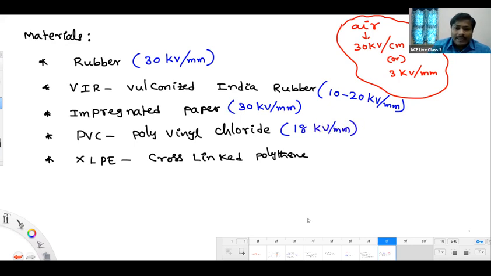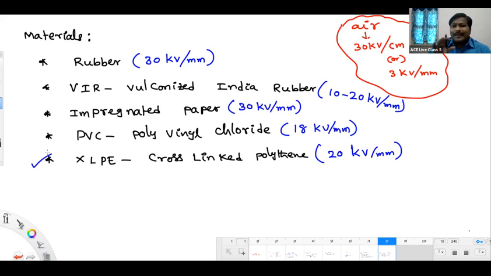Polyvinyl chloride around 18 kV per millimeter, and XLPE around 20 kV per millimeter. These are the dielectric strengths of these materials. Most famously, we are using XLPE.